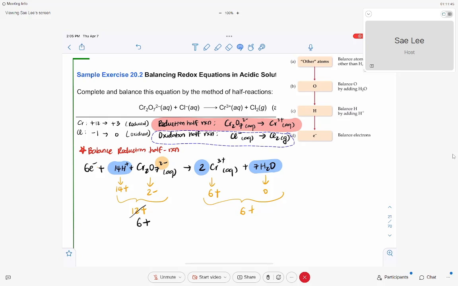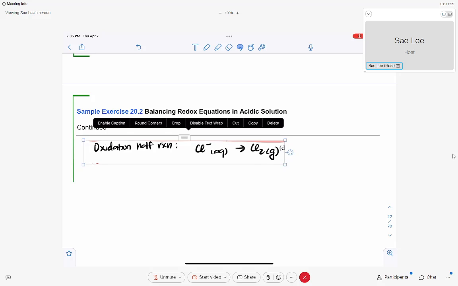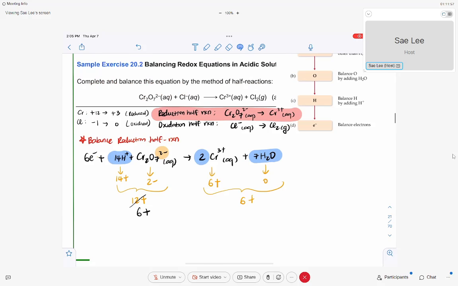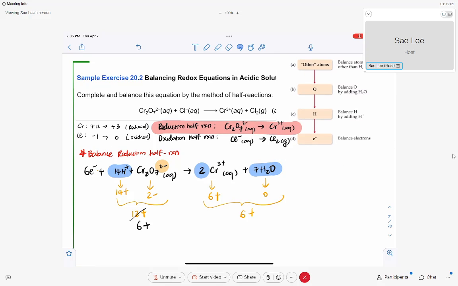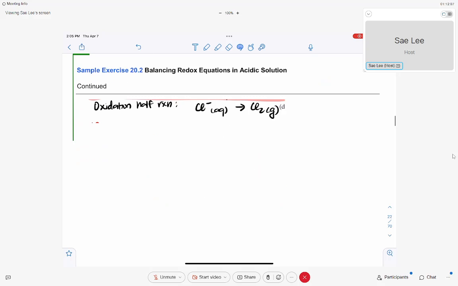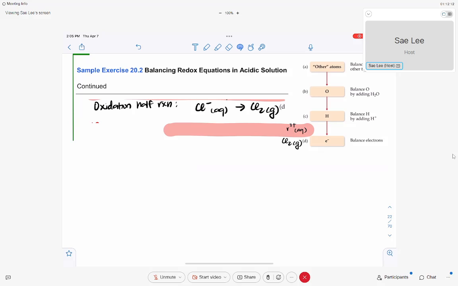Okay, copy. Okay, this is the oxidation half reaction. And then I'm going to bring this rule chart down.